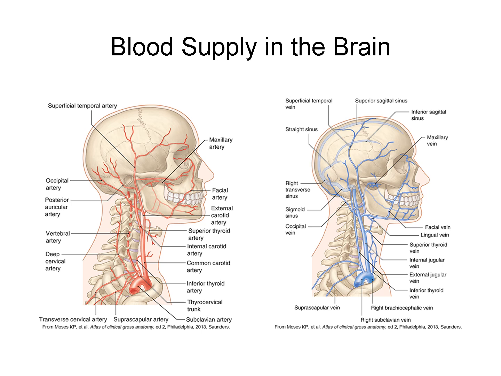This complex vascular network is critical for delivering oxygen and nutrients to brain tissue. Any disruption can lead to strokes or transient ischemic attacks.